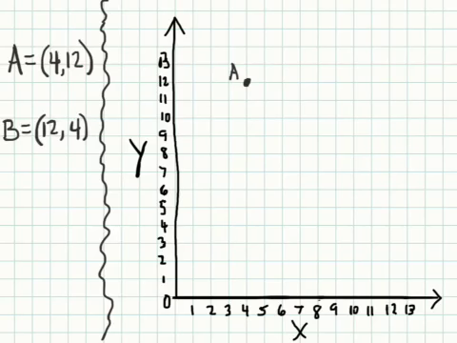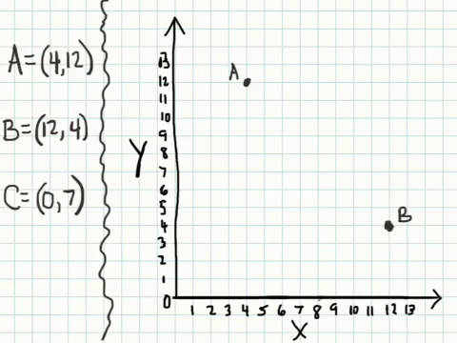Now someone might think, well, what's the difference? Like, what does the number order matter? Well, yeah, it does. You can still use the same numbers, 4 and 12, but if you change the order, it's very different. This time we're traveling over 12 and only up 4.